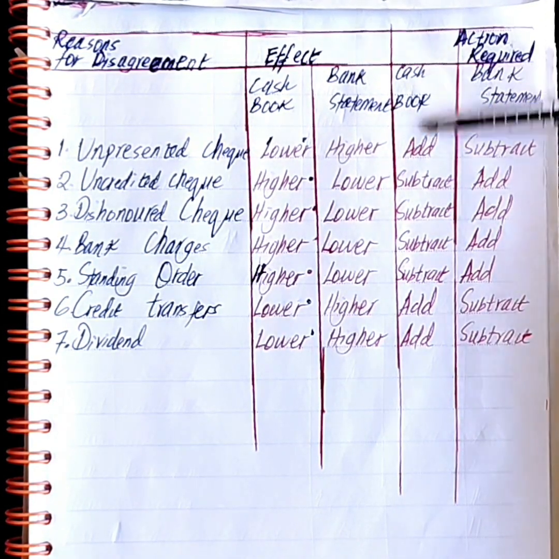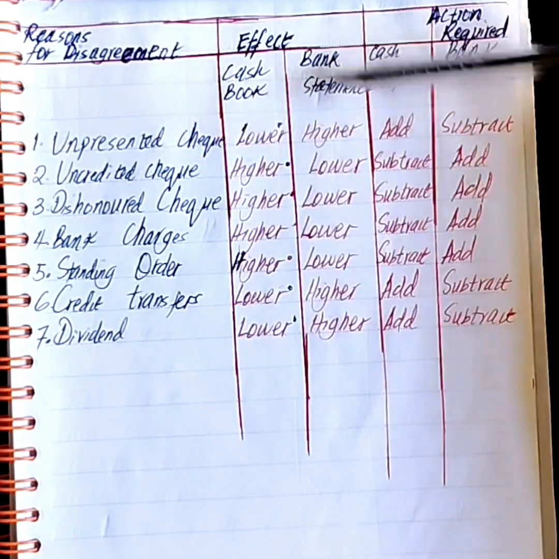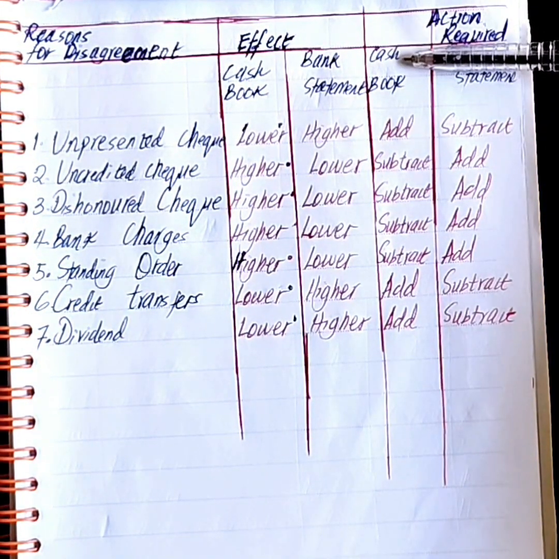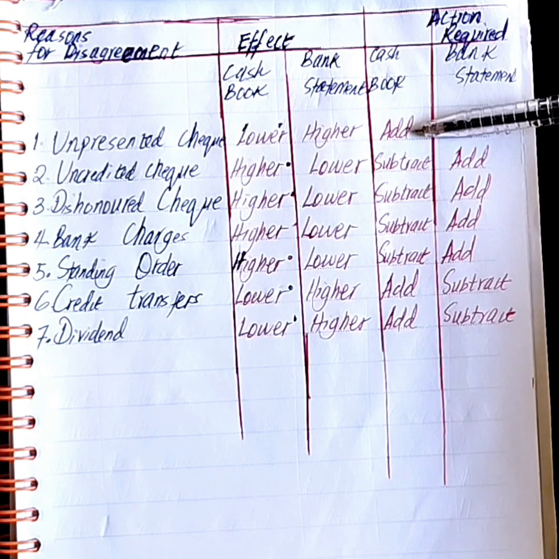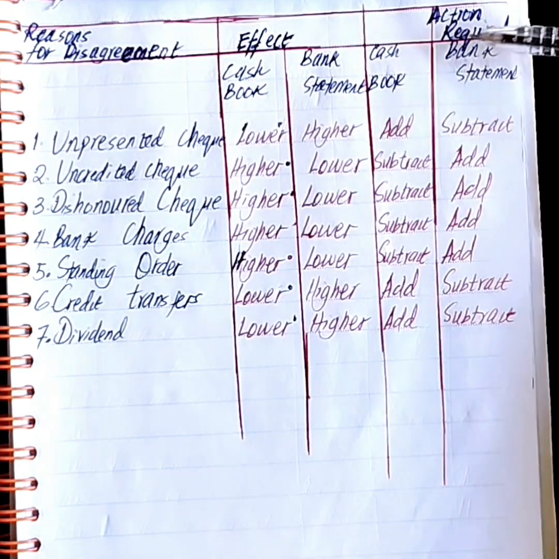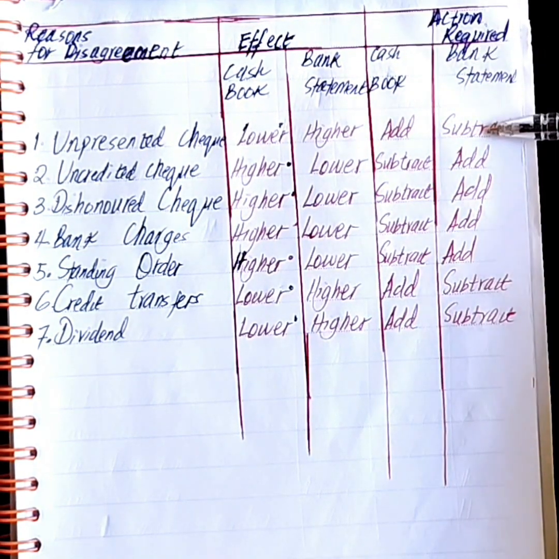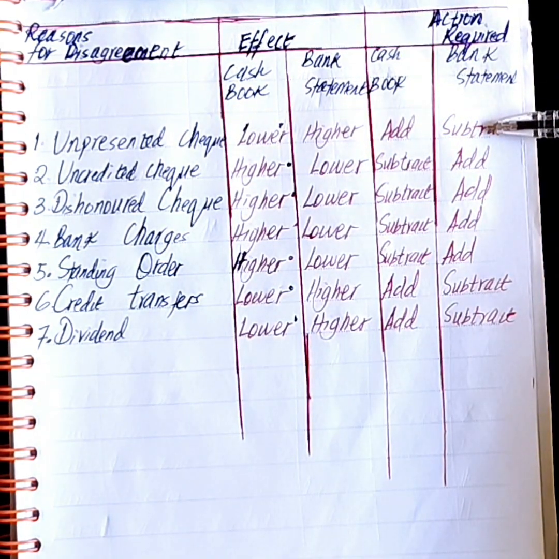Okay? Now, for unpresented check, what do you do? You have to add unpresented check to the balance as per cash book. Then, if you are starting with balance as per bank statement, what do you do? You have to subtract unpresented check from balance as per bank statement.